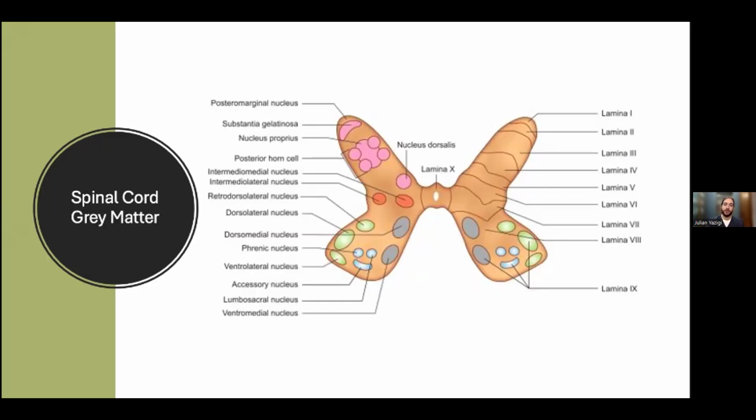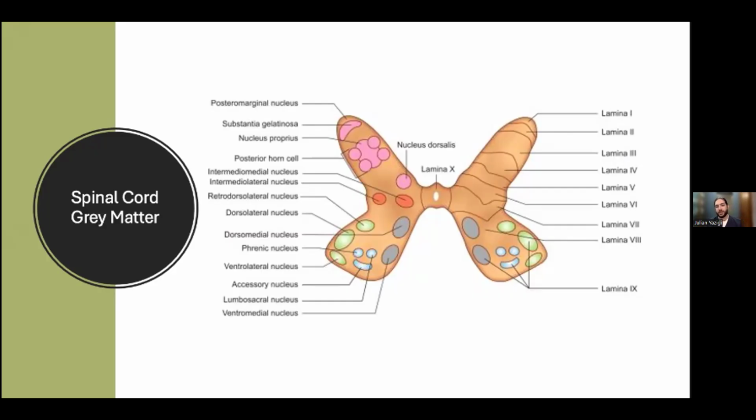Embedded within or spanning these laminae are several named nuclei, which are clusters of neurons with shared functional roles that support sensory processing, motor control, and autonomic outflow. So laminae 1 through 6 are responsible for sensory processing in the dorsal horn. The dorsal horn, which receives primary afferent input from the dorsal roots, is divided into these different laminae.